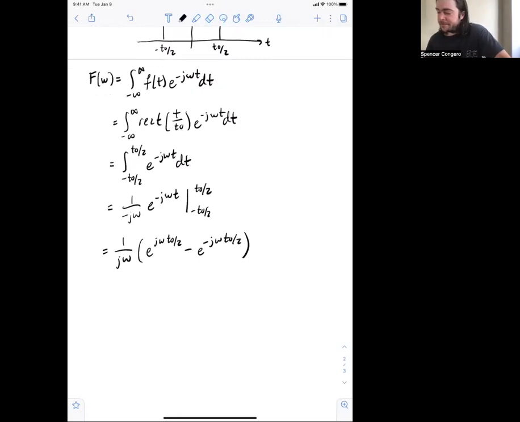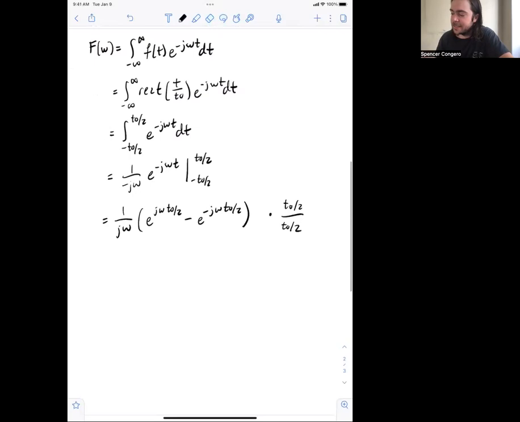Okay, now what can we do? Well, you can see that this is starting to look somewhat like a sine function, and we actually are going to try and make this look like a sinc function. So what we're going to do is multiply by t naught over 2 divided by t naught over 2. And you'll see that this is exactly what we want. So I'm going to take this t naught and just write it out front. So t naught times.